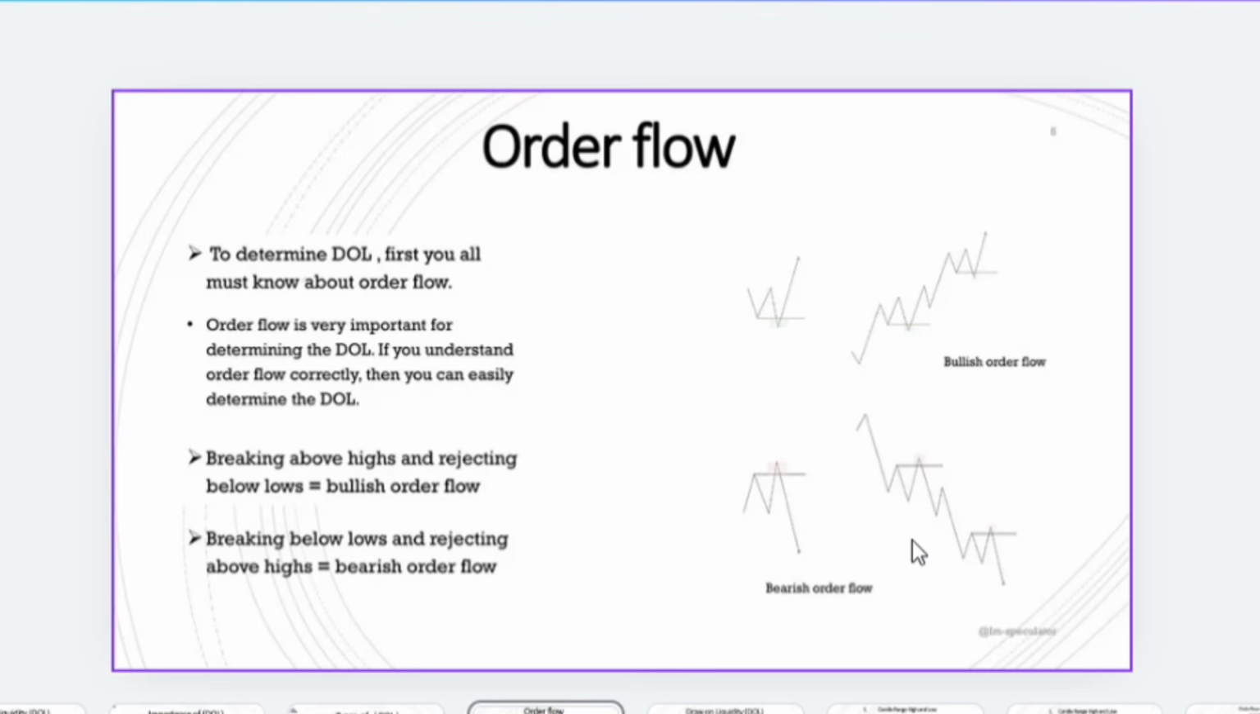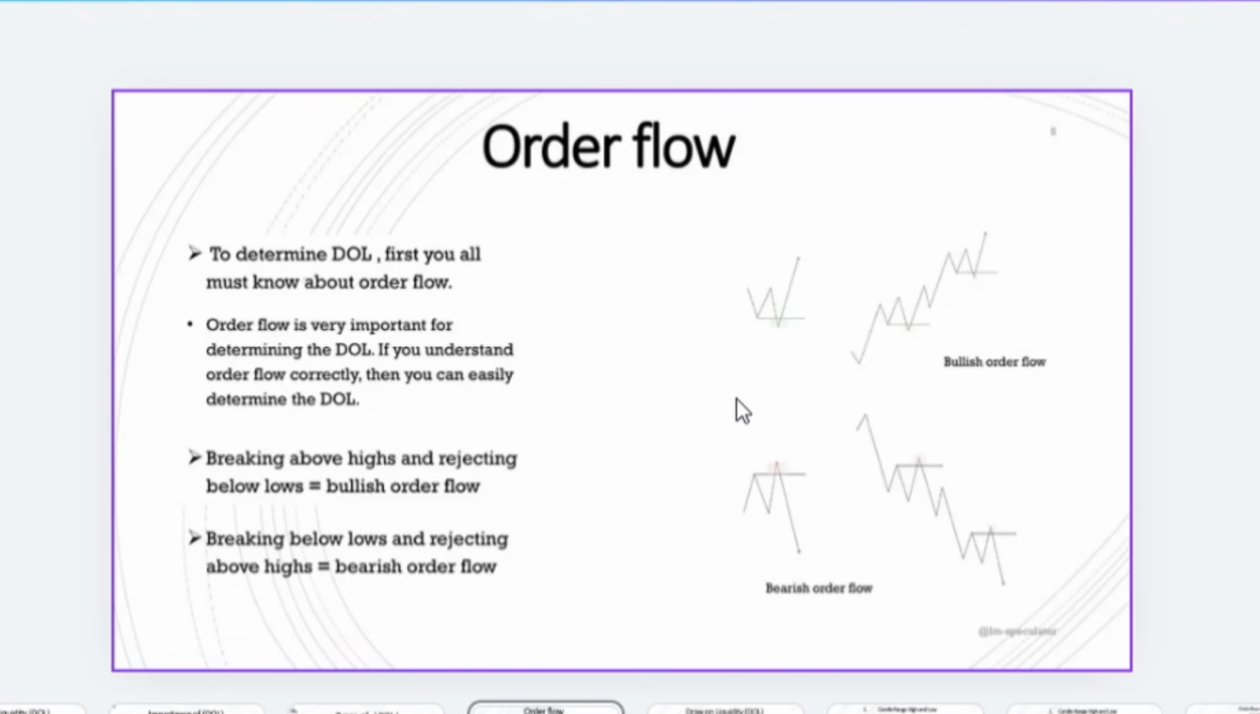Now let's understand order flow. Without you understanding order flow, all this class and teaching is nonsense. Now, what is order flow? Order flow, something that is flowing, a stream. You understand? We have bullish order flow and bearish order flow. When the market is moving in a bullish form, that is what is a bullish order flow.